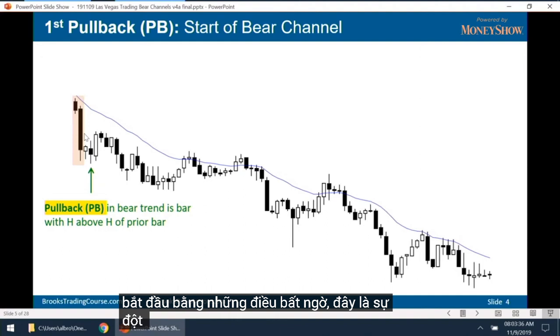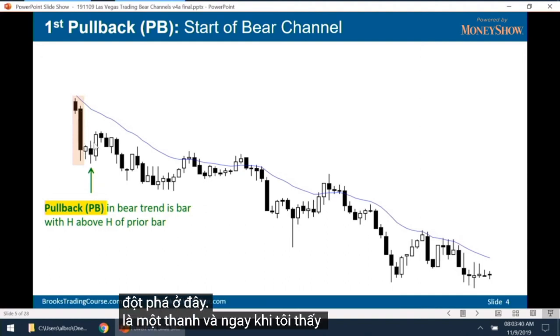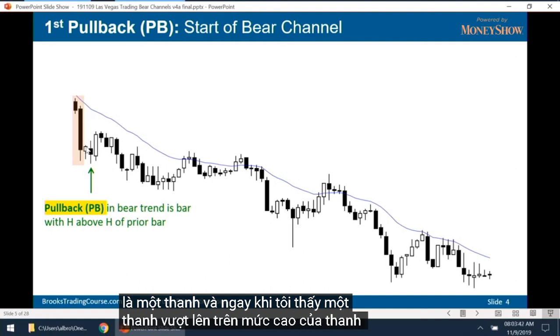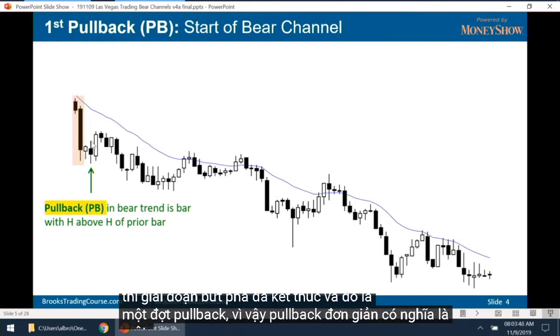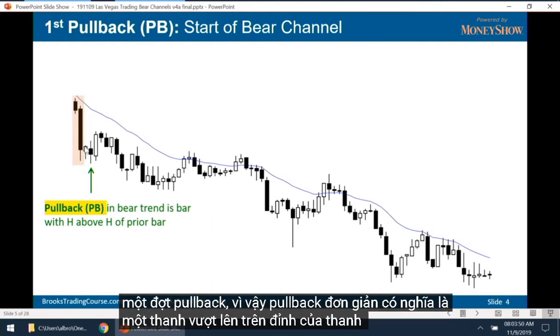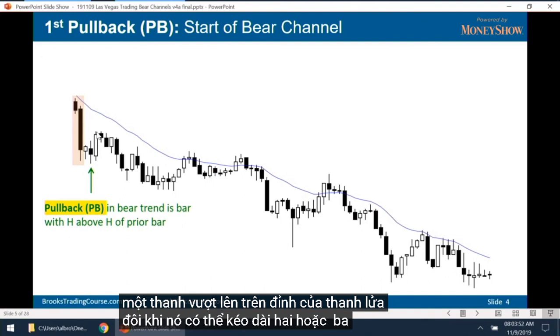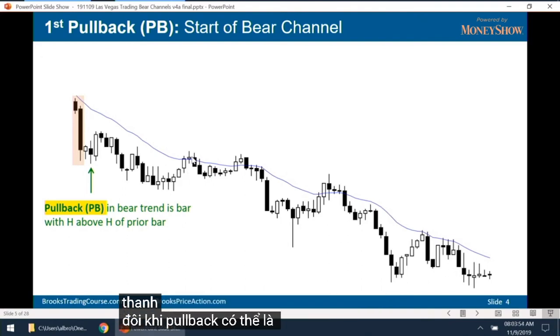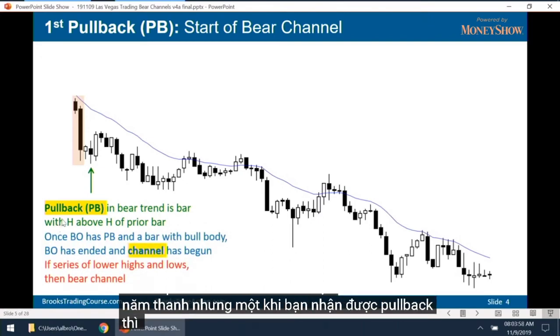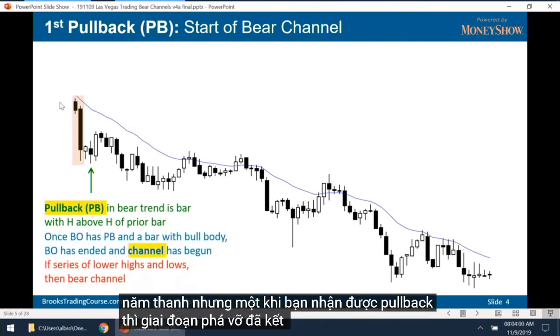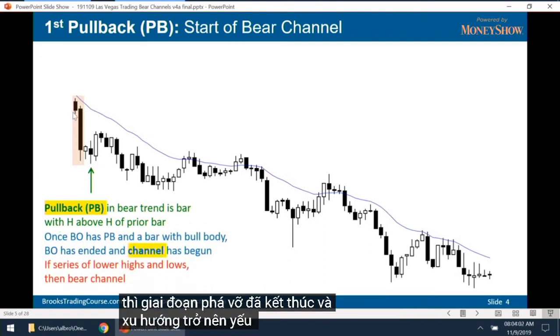This is the breakout. Here it's two bear bars, it could be one bar. And as soon as I see a bar go above the high of the prior bar, the breakout phase has ended, and that is a pullback. So a pullback simply means a bar goes above the high of the prior bar. Sometimes it can last 2 or 3 bars, sometimes a pullback can be 4 or 5 bars. But once you get a pullback, the breakout phase has ended and the trend has become weaker.